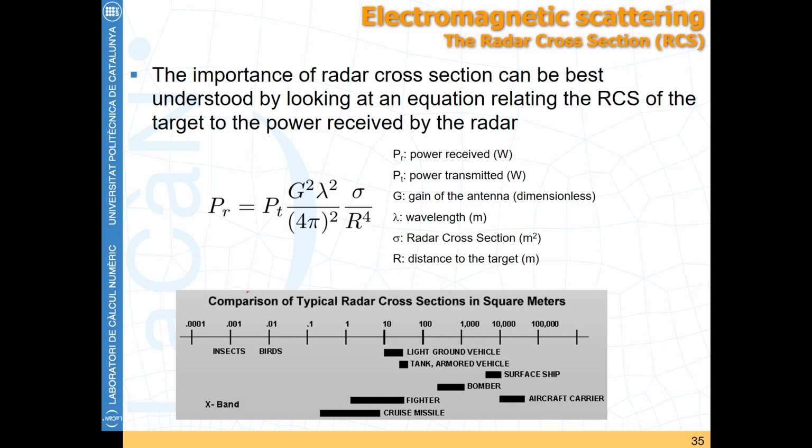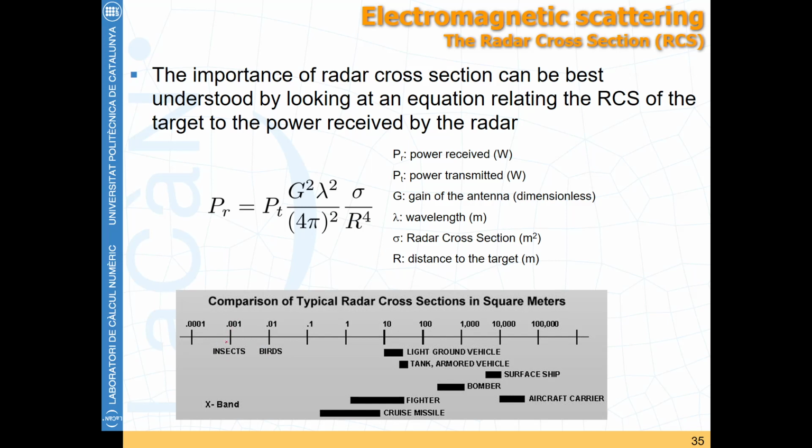So here are some reference numbers on how large this radar cross section is. As you see, there are orders of magnitude in difference, and you may have an insect with very low values, in the units of these square meters.